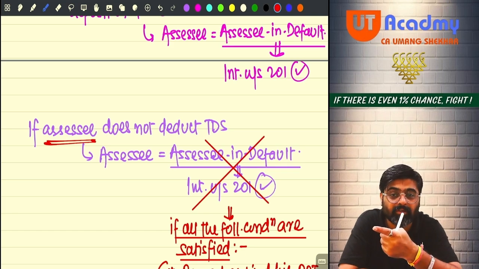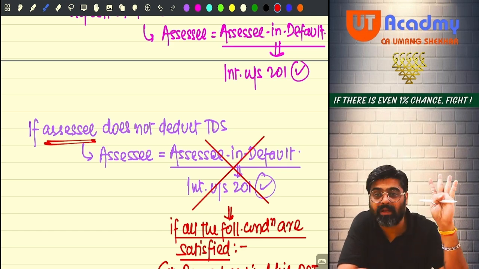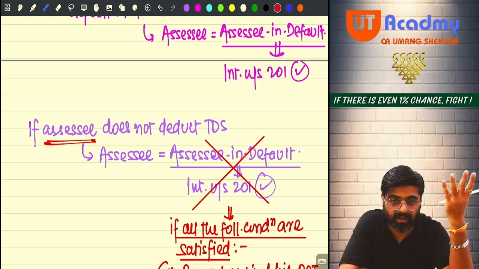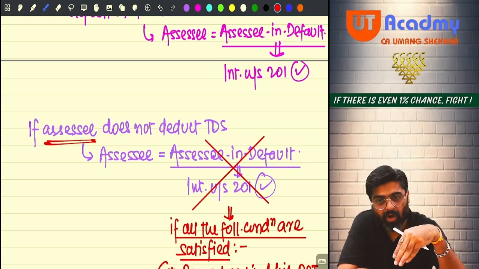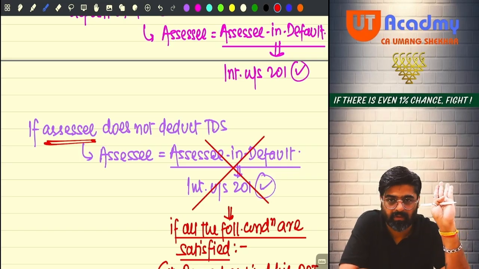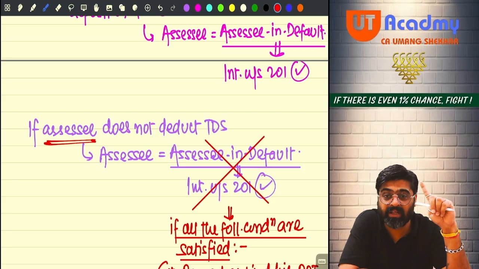Did you deduct TDS? No. So that payment will be disallowed. Hello? Either 100% under 40A(ia) or 30% in 40(ia). The payment will be disallowed. There will be no effect on disallowance.